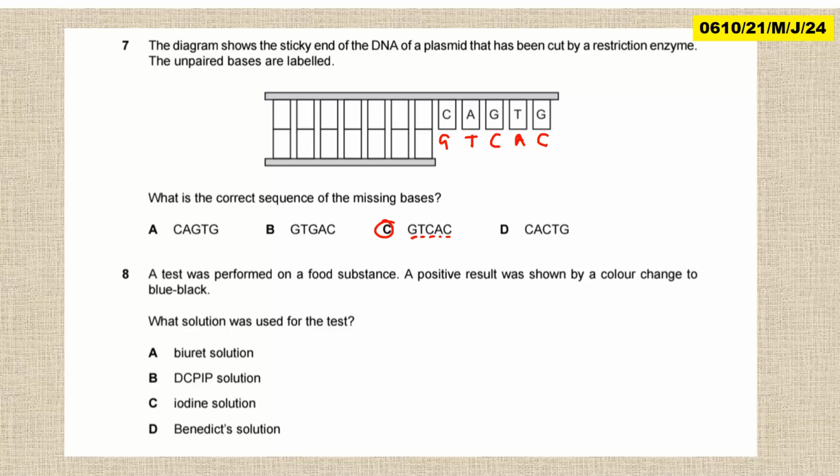Question 8. A test was performed on the food substance. A positive result was shown by the color change to blue-black. Remember, blue-black is starch. Which solution was used to test?